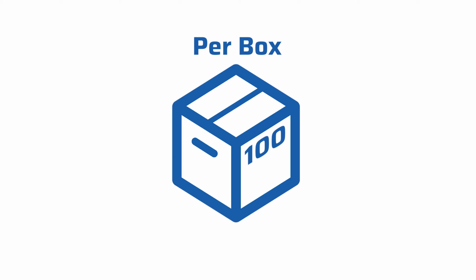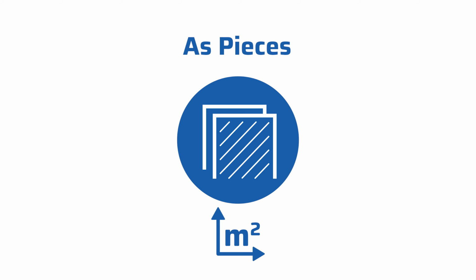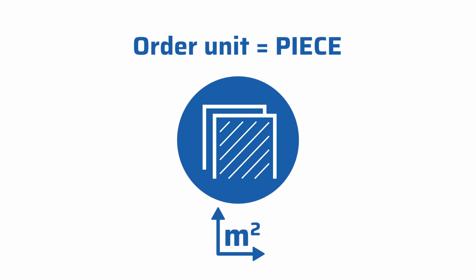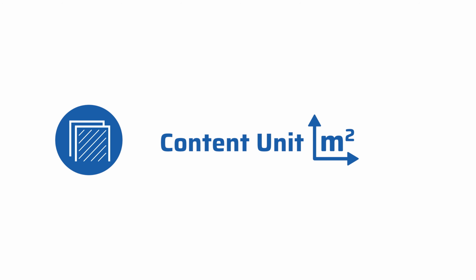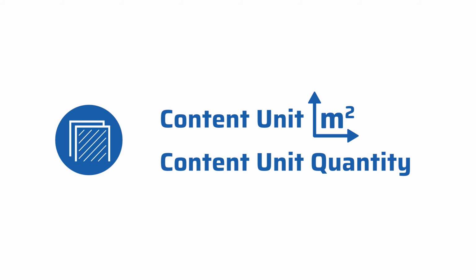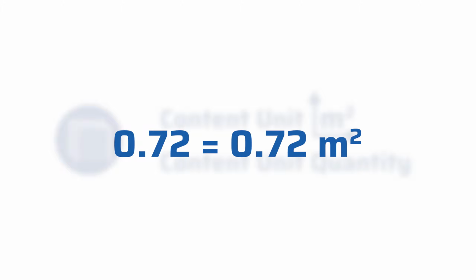But the order unit does not always have to match the price unit. For example, insulation boards ordered as pieces, but sold with prices given per square meter. Here, the order unit equals piece, while the price unit equals square meter. In this case, apart from defining the order unit, you must also define the content unit square meter and the content unit quantity, for example, 0.72 if one board equals 0.72 square meters. The price unit should then be related to the content unit.